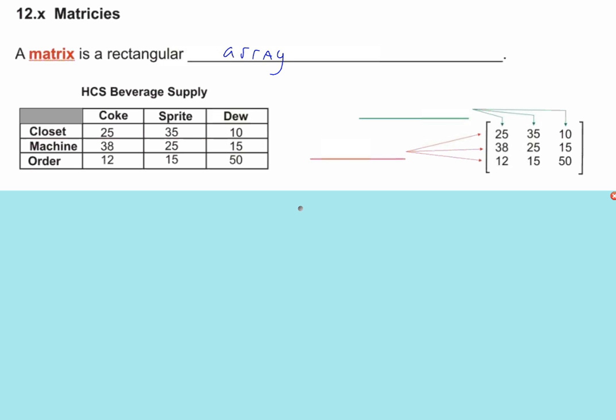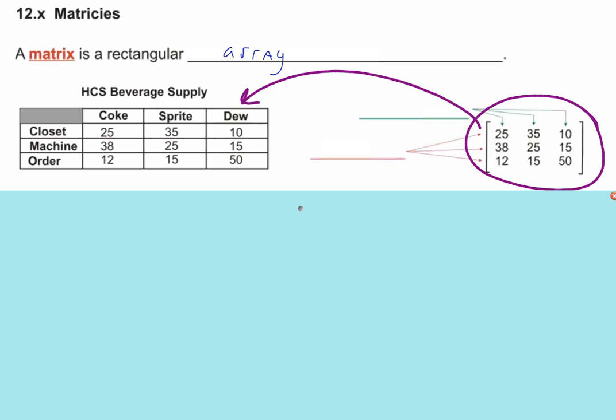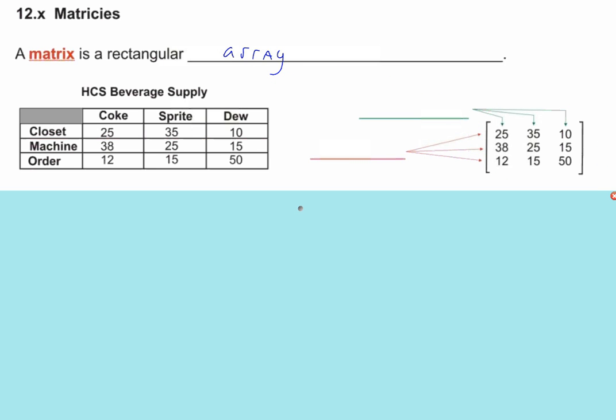And you'll notice that the matrix corresponds to the spreadsheet. It's pretty simplistic. The first column would be the Coke. The second column would be the Sprite. The third column would be the Dew. The first row would be the closet. The second row would be the machine. The third row would be the order. Pretty simplistic. A matrix. So it's a rectangular array.